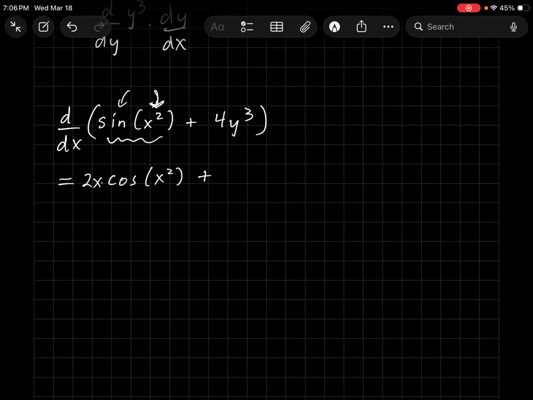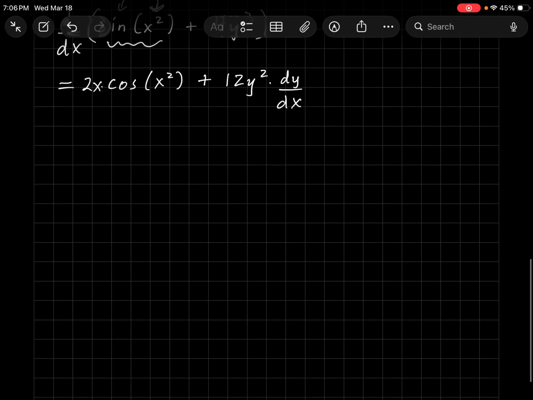But now the second part, we're taking the derivative of a y with respect to x. So there will be a chain rule, but we can use our normal rules. So 12y squared. And here's where the chain rule comes in, times dy dx.